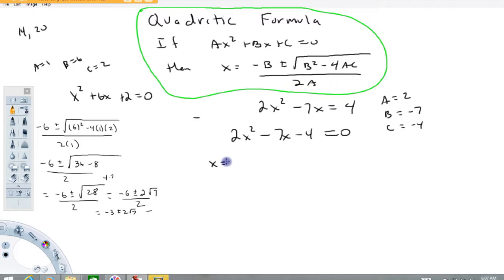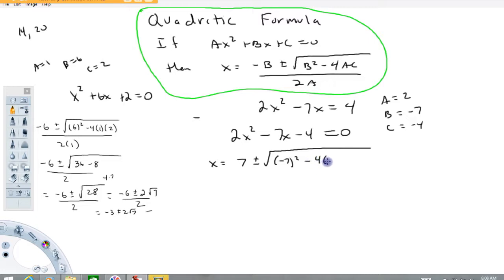So x is going to equal minus b. Now b is minus 7. So if we take minus a minus 7, we would get positive 7, plus or minus the square root of b squared. That would be negative 7 squared. Now you might wonder, do I need the minus sign? The answer to that is no, because 7 squared and minus 7 squared are both plus 49, but I'm going to go ahead and write it exactly as it is in the formula.